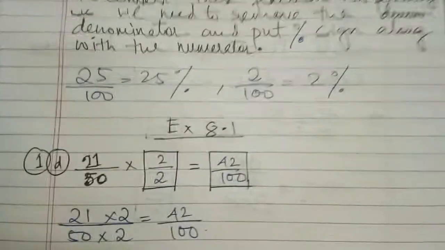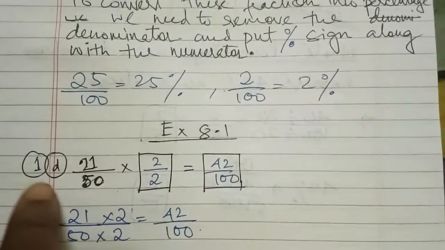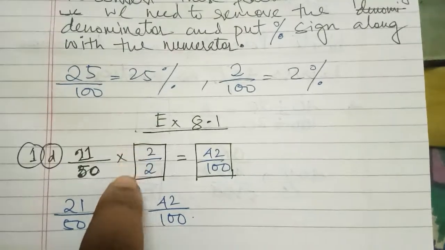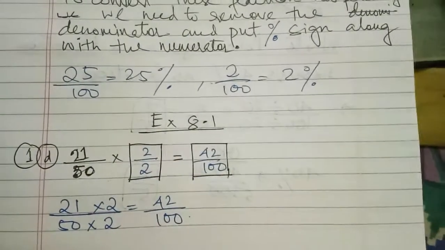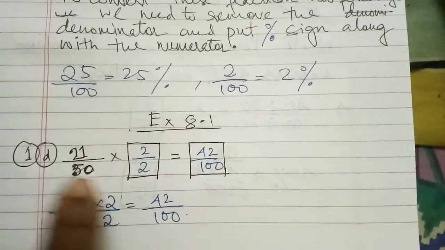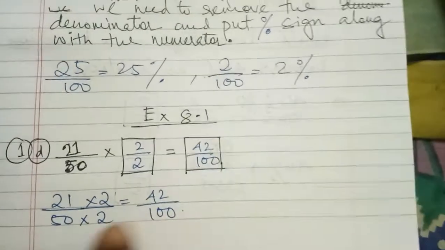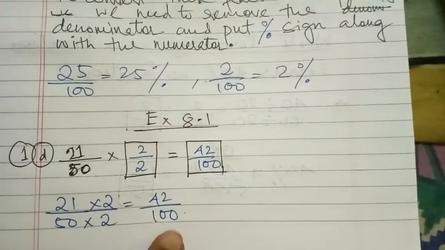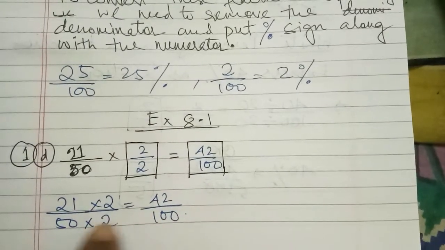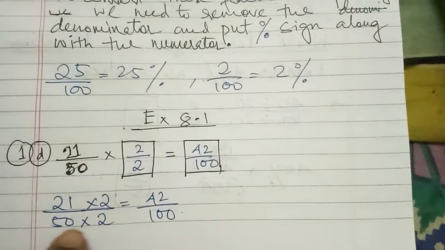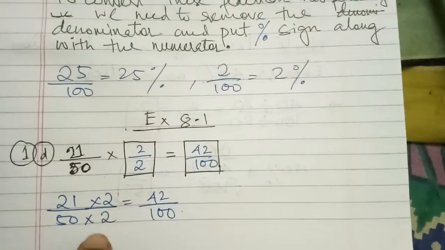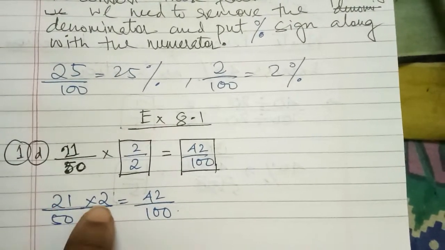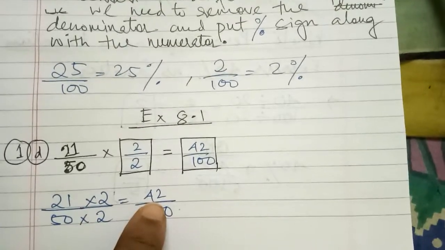I've done one sum from exercise 8.1, 1D. It is given as 21 by 50. The value is not given, it is missing, and this is also missing. Now anyhow I have to make the denominator 100. You have done equivalent fractions in the fraction chapter. Same thing: the denominator has to be made 100, so what do you multiply 50 with? 50 into 2 is 100. When you multiply with 2, the same is multiplied over here also, 2. Then 2 into 21 is 42.